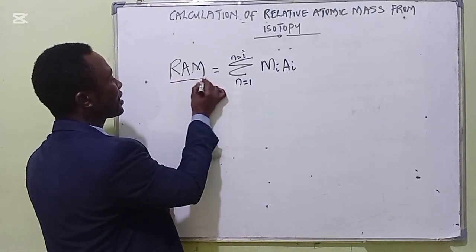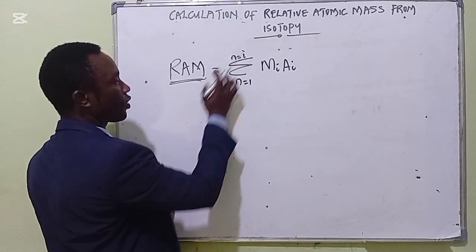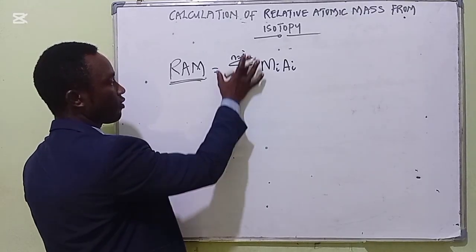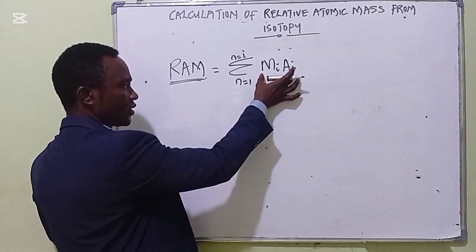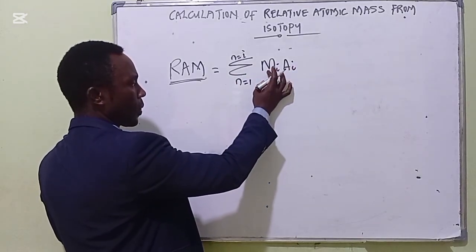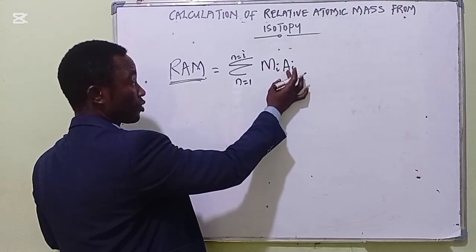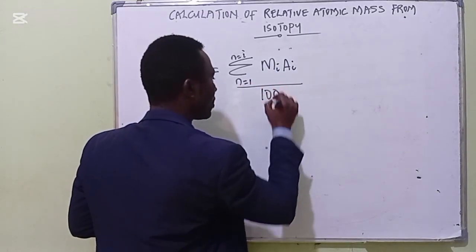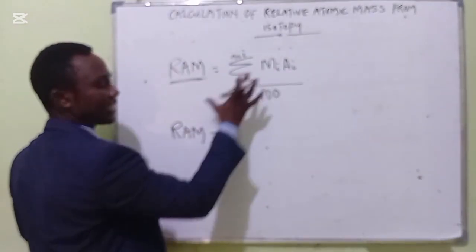It simply means that the relative atomic mass of elements is a summation depending on the number of isotopes. But it is a summation of products. What is the product? The product is the mass of one of the isotopes multiplied by the abundance of that isotope. But everything must be taken over 100%.